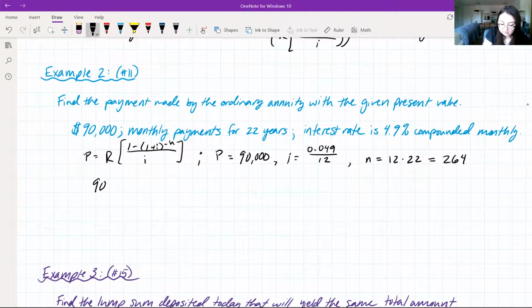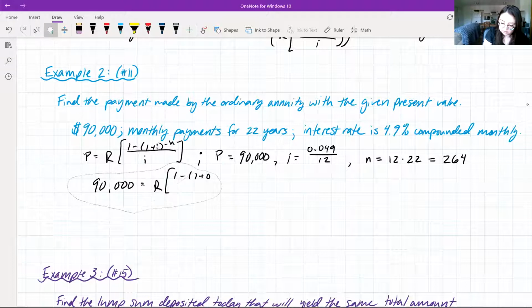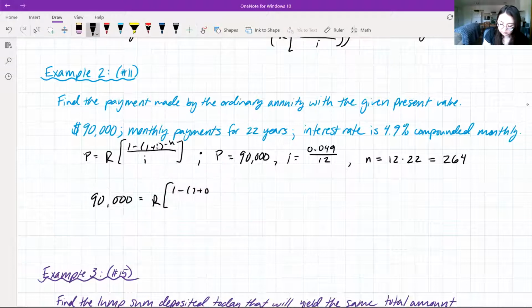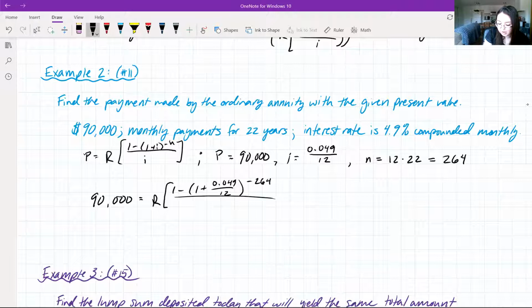So we get 90,000 is equal to R times 1 minus 1 plus 0.049 divided by 12 to the negative 264th power. And then we're going to divide by that 0.049 divided by 12.